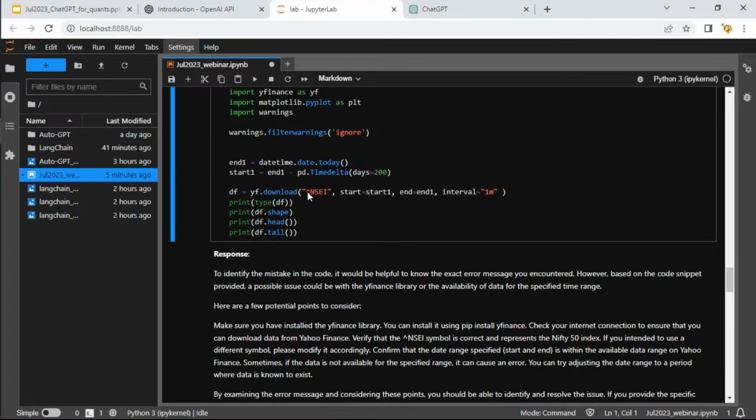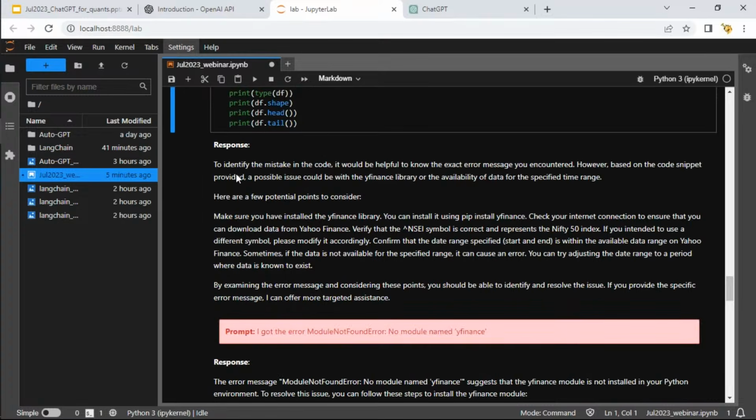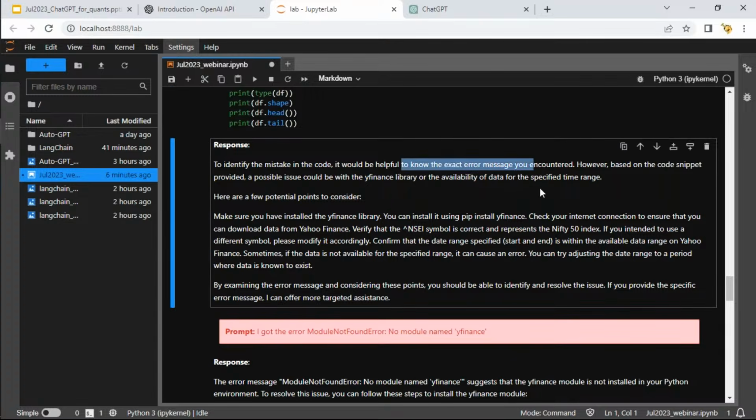And I want to download the data for Nifty, which is the Indian benchmark index, which includes the top 50 market capitalized firms. So it's like we have the S&P 500, which is the top 500 firms. The Nifty includes the top 50 firms in India, market cap wise. So I'm looking for 1 minute data for the last 200 days, right? So the response that the bot gives me is that to identify the mistake, it would be helpful to know the exact error message, which is again part of the kind of questions that me and my team also encounter regularly.